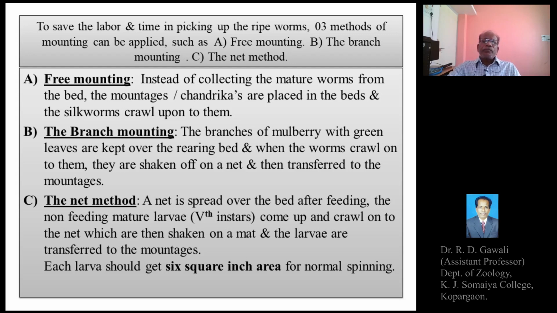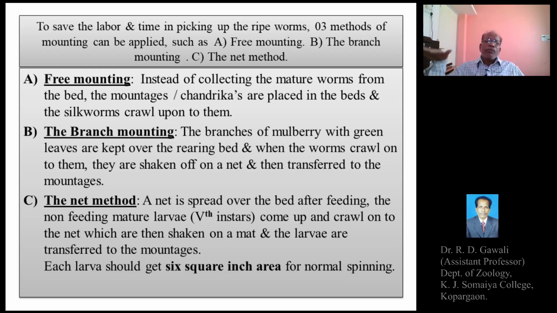And the third is the net method. In this method, a net is spread over the feed bed or rearing tray. The larvae which are non-feeding, have completed their larval development, and are mature and ready to spin the cocoon will climb up the net, and the net is then picked up or collected, and the larvae are transferred to the mat, from where they are again transferred to the mountages.